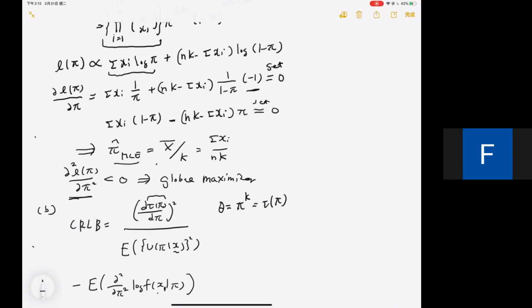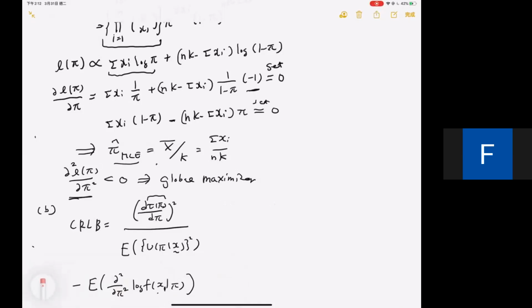For example, right here, I should have something like eta equals theta to the k, so that everybody knows how to do the CRLB things. Yeah, it won't happen again, trust me. I will use theta for everything. Good, right here. So again, the original parameter is pi, then theta is a function of pi.